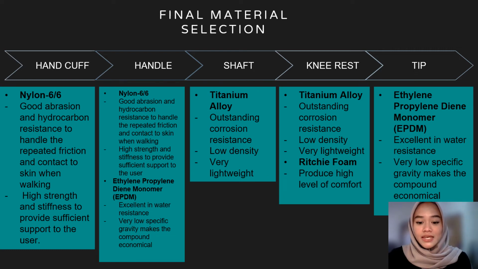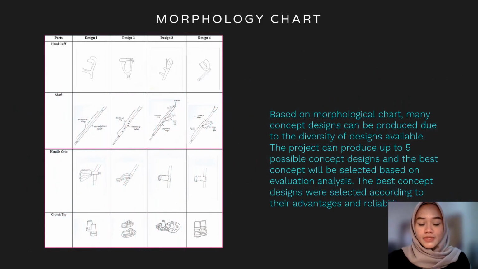As for the knee rest, it will be made from titanium alloy too, and the pad will be made from rigid foam, which can produce a high level of comfort. Last but not least, the crutch tip will be made from EPDM. Based on the morphological chart, many concept designs can be produced due to the diversity of designs available. The project can produce up to 5 possible concept designs, and the best concept will be selected based on evaluation analysis. The best concept design was selected according to their advantages and reliability.